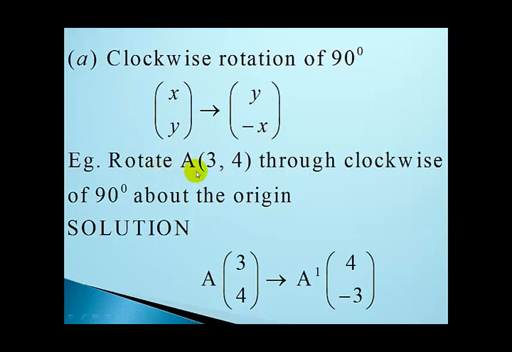Now rotate A(3, 4) through clockwise of 90 degrees about the origin. From the rule, (x, y) maps to (y, minus x). That is, y goes up and x comes down, but the x coordinate is negated. So given A(3, 4), the image A prime will be 4 goes up and 3 comes down, and the coordinate 3 is negated. So A(3, 4) maps to A prime (4, minus 3).